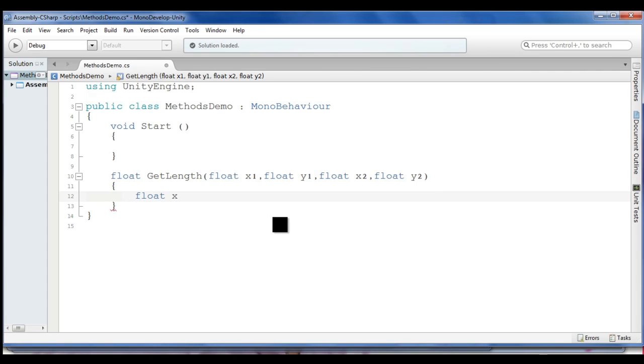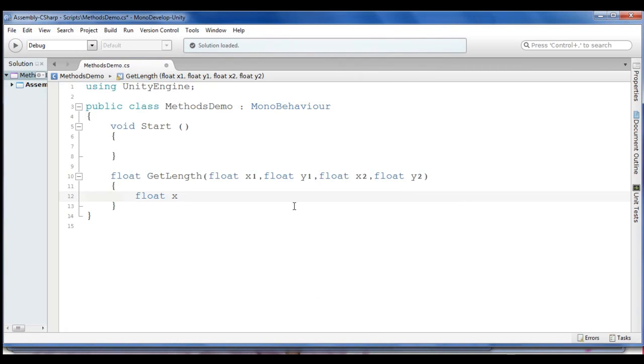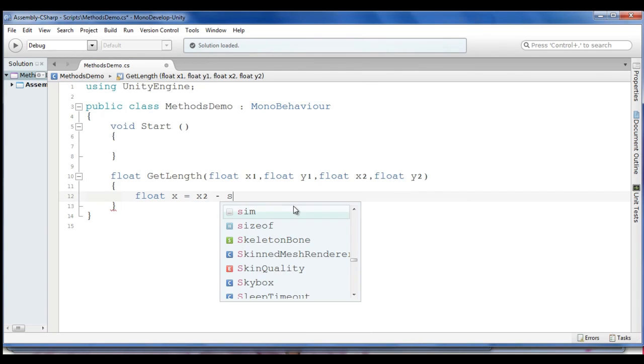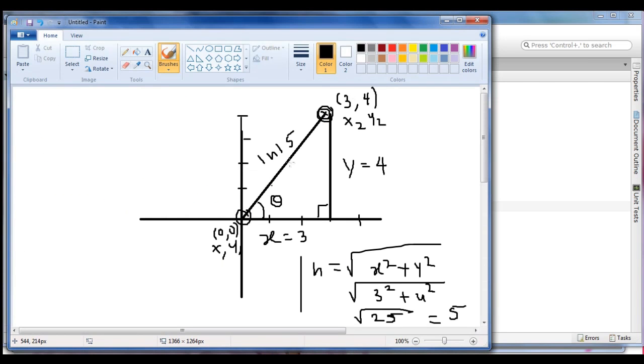Float x, that is our actual distance in x. The x distance we say. What is the x distance of this point? How much away in the x-axis is this point? That is 3, right? We know that, but let us calculate it ourselves here. How do we calculate? We say x2 minus x1. If I say x2 minus x1, we get the x distance. Correct or not, guys? x2 is 3. 3 minus 0, we get 3.